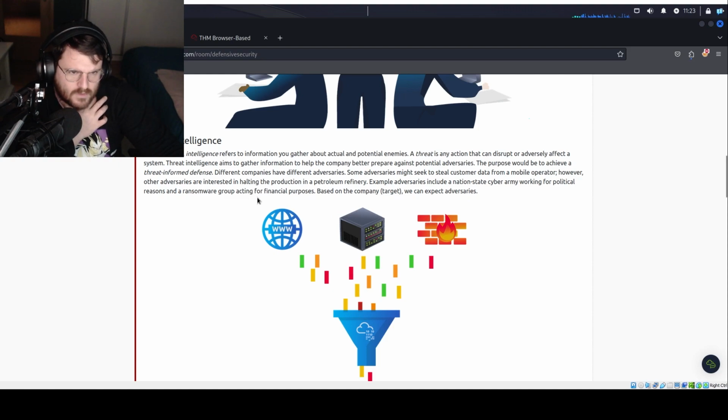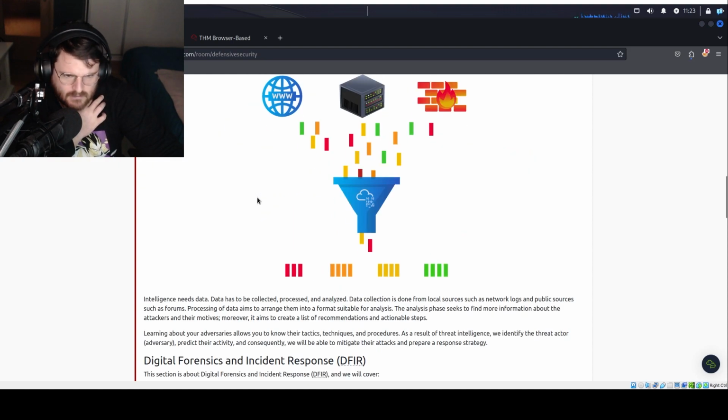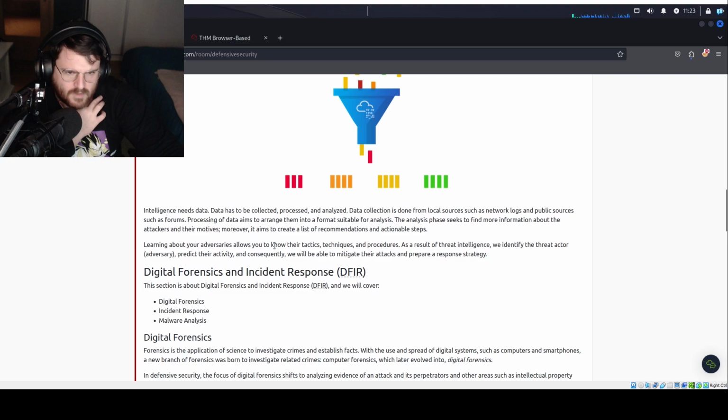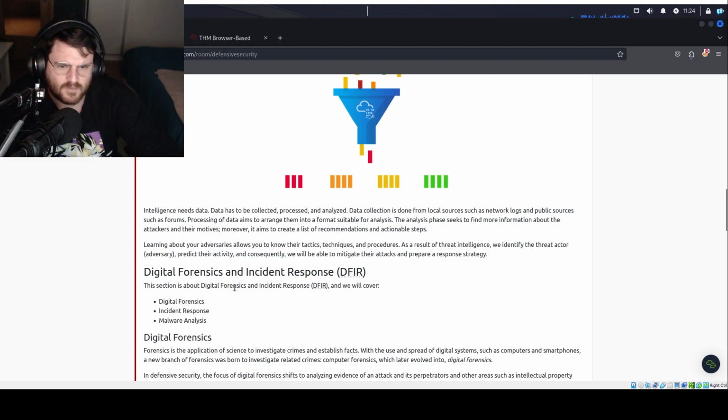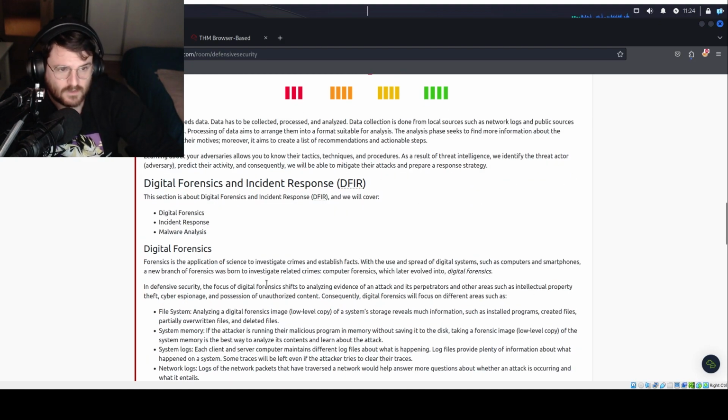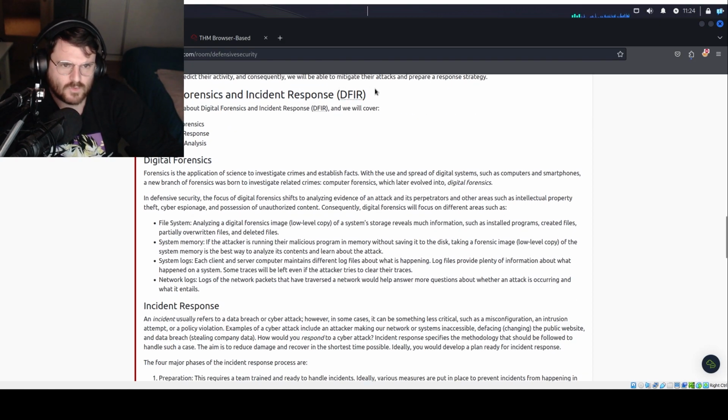I know that I saw somewhere a very good summary of this. Yes, here. As a result of threat intelligence: identification of the weakness, predict the action, and defend. Identify, predict, and prevent. The best words that we can use. Okay, let's go to digital forensics and incident response.